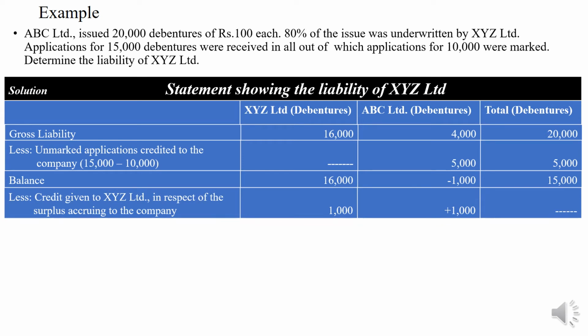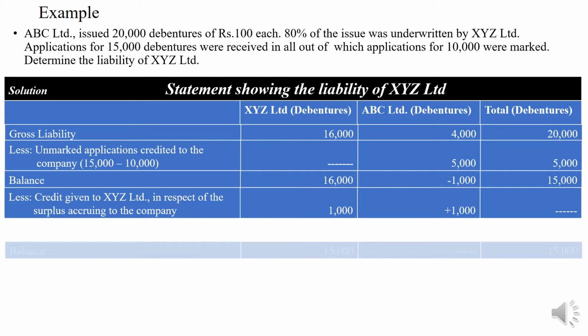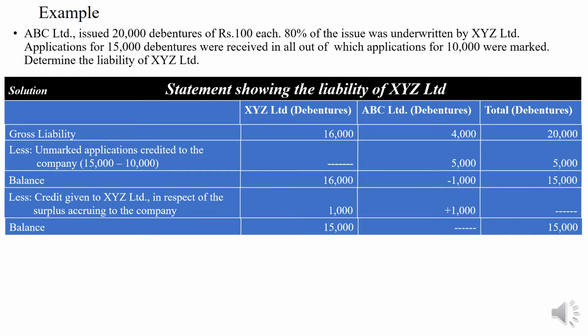Credit given to XYZ Limited in respect of the surplus accruing to the company. So this 1,000 is to be deducted here, so that we get a balance. So the balance of XYZ Limited is 15,000. There is no balance for ABC Limited, and the total liability is 15,000.